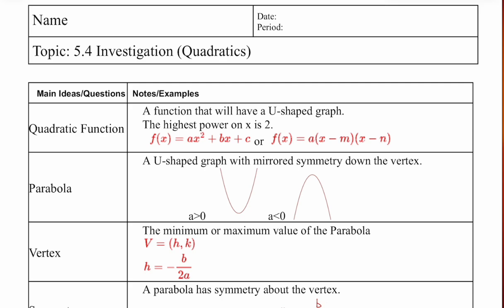What is a quadratic? In a quadratic, the function will always have a U-shaped graph. The highest power on any x has to be a 2. It can be no higher or no lower. It will either be in the form of f of x equals ax squared plus bx plus c, or f of x, if it's in factored form, is a times the quantity of x minus n times the quantity of x minus n. So make sure you write those things down.